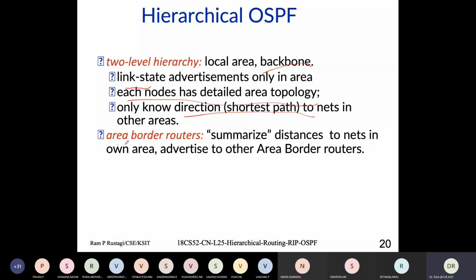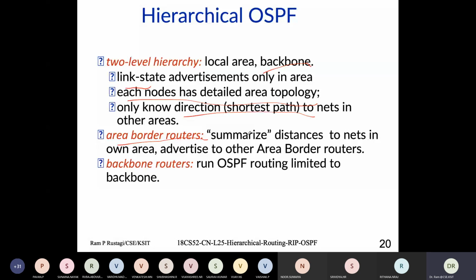Area border routers communicate with backbone routers to the areas and get the information about the networks of the area. Backbone routers, as we said, run OSPF routing within the backbone, and boundary routers connect to other autonomous systems.